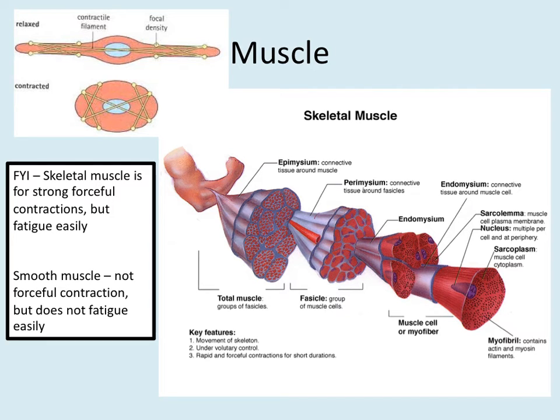So just kind of an FYI, the difference between smooth muscle and skeletal muscle. Skeletal muscle is strong, forceful contractions. These are the ones that we want to do. They're very, very strong. Like if I want to lift up this heavy box, then I'm going to pick my skeletal muscles that are going to do it. I'm going to decide I want to lift up this box. They're very, very strong, but they fatigue easily, meaning you can't use them forever.